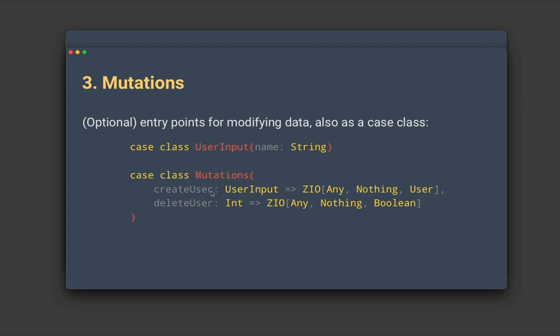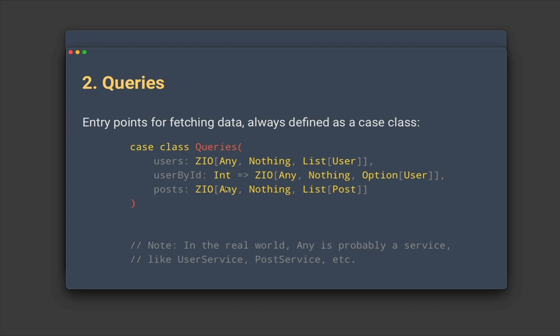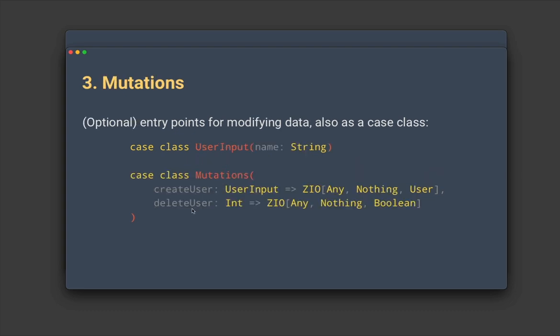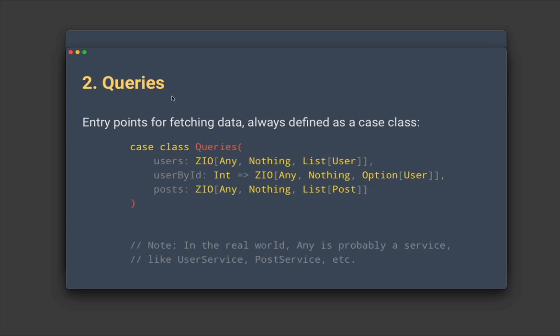Another mutation you can have is to delete a user. So given a user ID right here, I will transform that into a Boolean value that indicates whether that succeeded or not, wrapped in a ZIO right there. Hopefully that's very clear: queries are getting information, and mutations are queries that change data on the server side. So this is the third step, or an optional step.